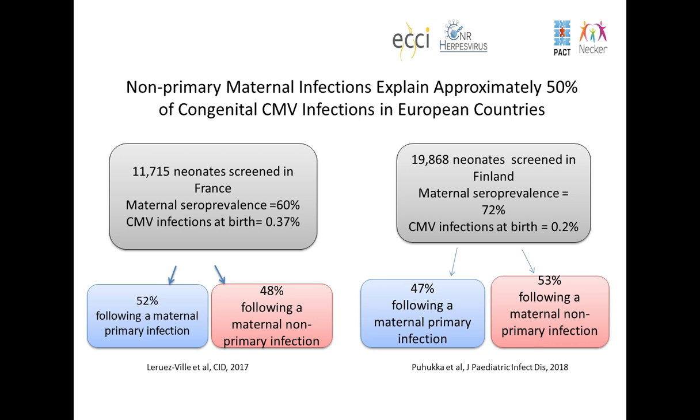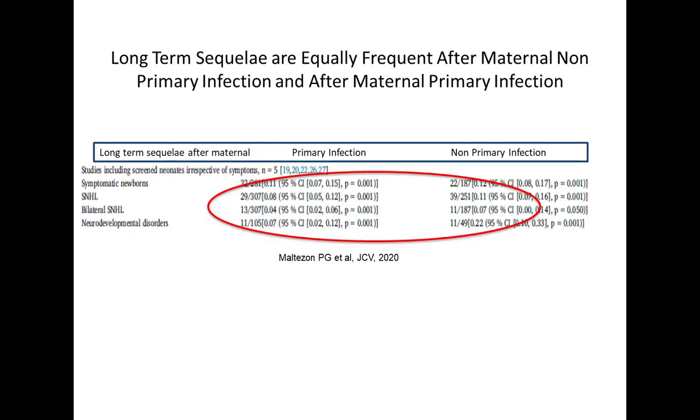They screened nearly 12,000 neonates. The maternal seroprevalence was 62% in the population, and the CMV infection rate at birth was 0.2%. 47% of these neonates were infected following a maternal primary infection, and 53% following a maternal non-primary infection. It is very important to understand that long-term sequelae are equally frequent after a maternal primary infection or a maternal non-primary infection.